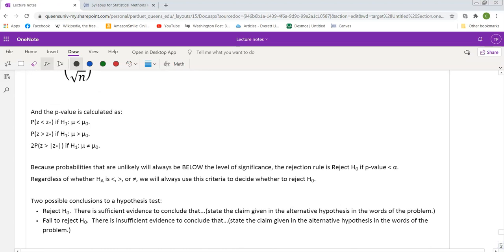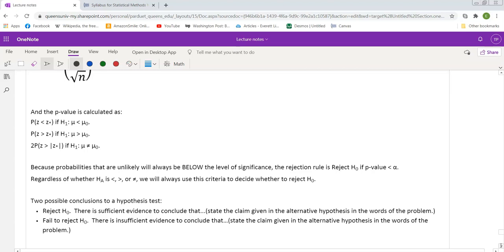Couple more things before we do our first example all the way through. Just to emphasize again, if a probability is unlikely, that means it's a small probability. The way we define a small probability is we set this value in advance that we call the level of significance. And the most common value for the level of significance is 0.05. You may also see 0.01, occasionally 0.1, sometimes 0.001.